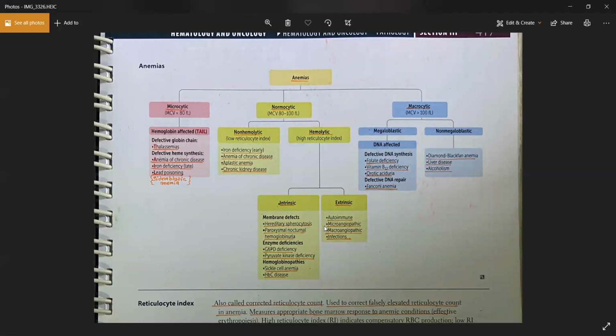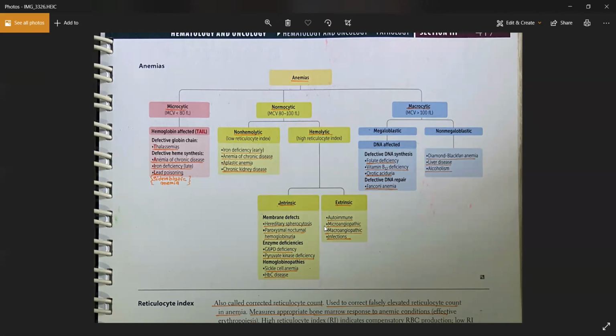Okay. Then the extrinsic causes of hemolysis. First is the autoimmune hemolytic anemia. Okay. Second is the microangiopathic hemolytic anemia. Third is the macroangiopathic hemolytic anemia. And fourth is the infection. Infection like plasmodium, okay, malaria. They can cause the hemolysis. They can cause the extrinsic hemolysis, right? So any doubt on this part?